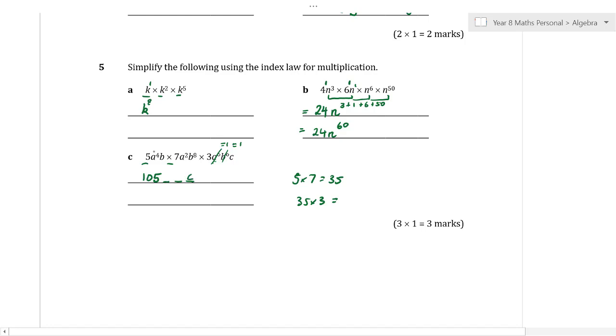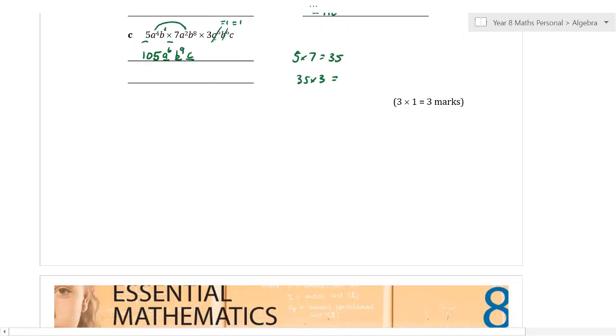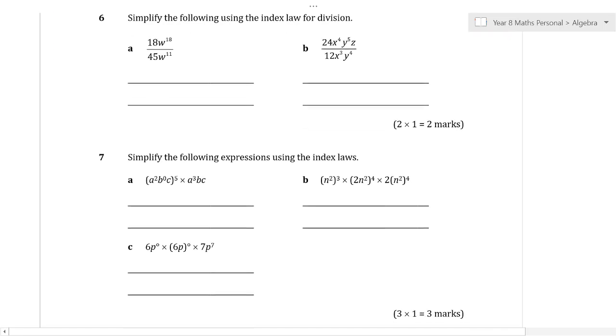Now, what's left over? We've got A, and as you can see, this is equal to 1. So 4 plus 2 is 6, A to the power of 6. And there's a little 1 there, isn't there? That helps when you're doing this. 1 plus 8 is 9. So that's B to the power of 9. And that's the answer. Okay, now we're going to keep going.